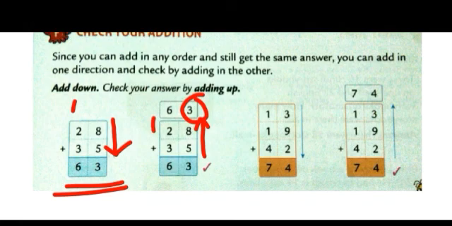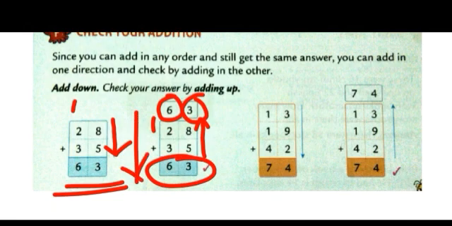Now add all the numbers given in the tens. 1 plus 2 plus 3 gives 6. So see, the answer is the same: 63, 63. If you add this way or this way, both answers are coming the same. That means your addition is correct. So this is how you check your additions.